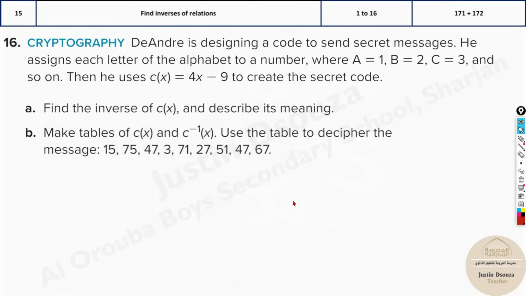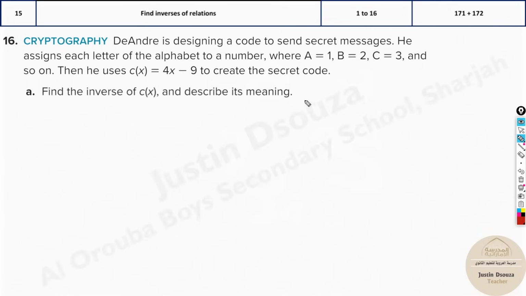And this is the last problem, and this is a crazy long problem. Let's see how it is done. DeAndre is designing a code to send secret messages. He assigns each letter of the alphabet to a number where A is equal to 1, B is equal to 2, C is equal to 3, and so on. And then he uses C of x is equal to 4x minus 9 to create the secret code. Write the inverse of this function and describe the meaning.